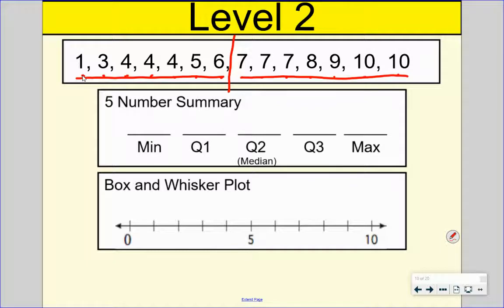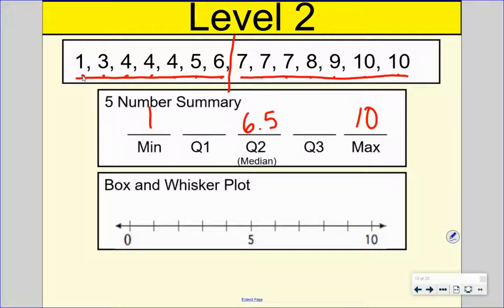Okay, 7 numbers. So we can always, like we said, our minimum is 1. Our maximum is 10. We know our median is halfway between 6 and 7, which would be 6.5. So now let's look for those.